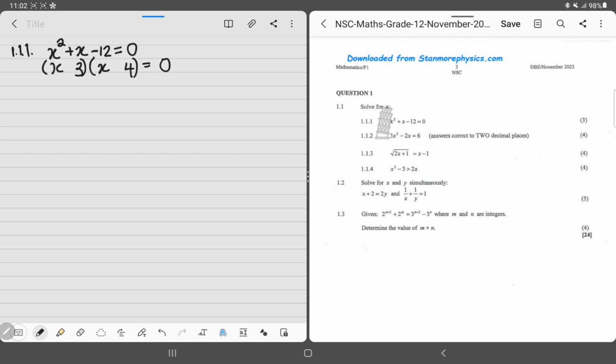And this sign is taken by the number which is the biggest of the two. So that's going to be plus, that's going to be a minus. x should be equal to 3, or x should be equal to negative 4.